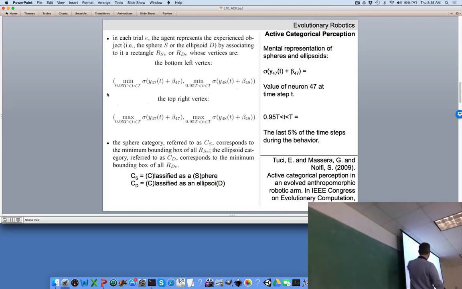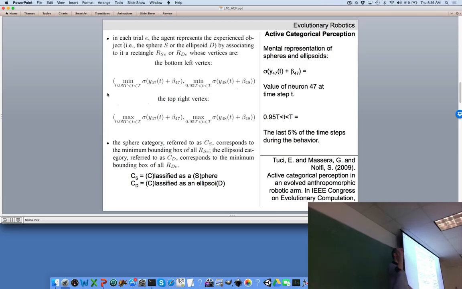Remember these boxes that sit inside the overall bounding box for either the sphere or the ellipsoid. So we give the robot a new object after we've evolved the C-tyrannan. We give it a new object and say, okay, we turn on the robot. All right, robot, tell us, is this a sphere or an ellipsoid? How does it tell us? We look at the value of the categorization neurons, and if they're inside the box for sphere, we're saying that the robot said it's a sphere. If it's in the box for the ellipsoid, we're saying that the robot's saying it's an ellipsoid.